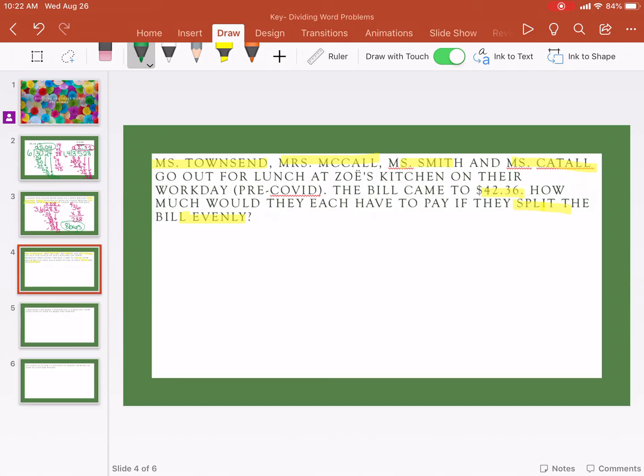Make sure on these word problems, if it says like Billy and his friend, that's 2 people. If it says Miss Townsend and her 4 friends, don't forget Miss Townsend. So there's 5 people. So make sure you really read the words on how many people. So we're going to split the bill, $42.36 divided by the 4 people. What I want you to do on this one is go ahead and do the division. Pause your video and then come back and check your answer. I want you to try and do this one on your own.